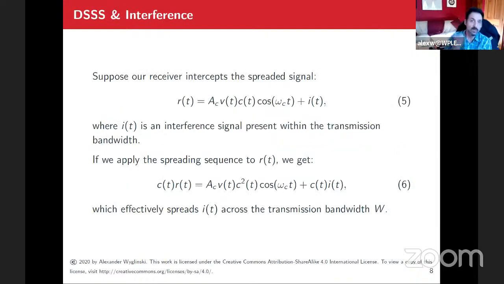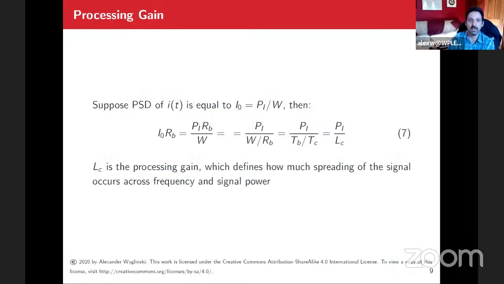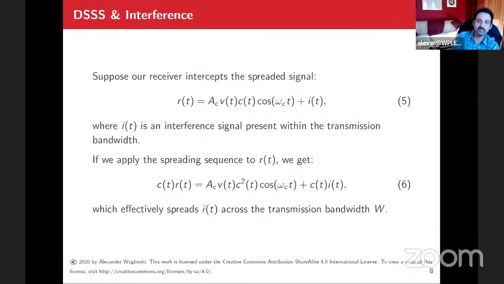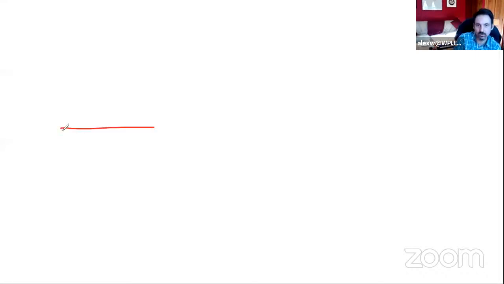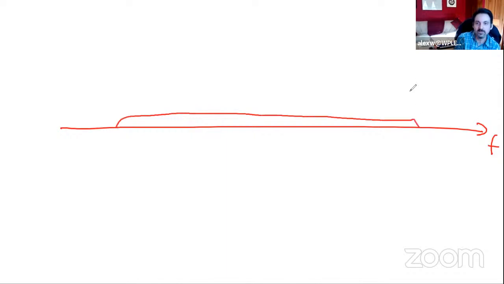This is getting somewhat sophisticated. This is where spread spectrum is pretty awesome. Let me graphically show why it's so awesome. I know, I have a very messed up definition of what awesome is. So this is what happens. Spectrally, here's my spread spectrum signal, my spread signal.